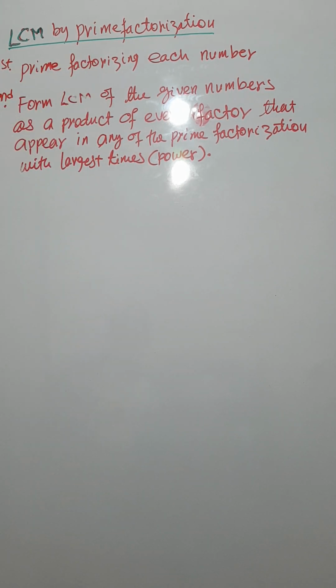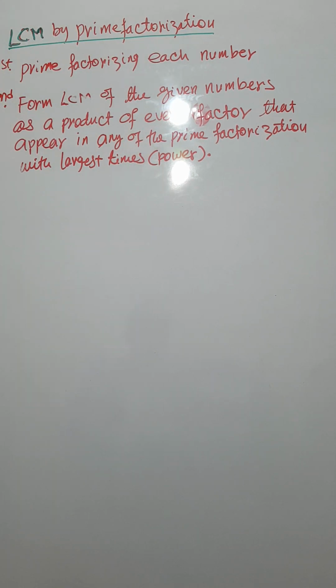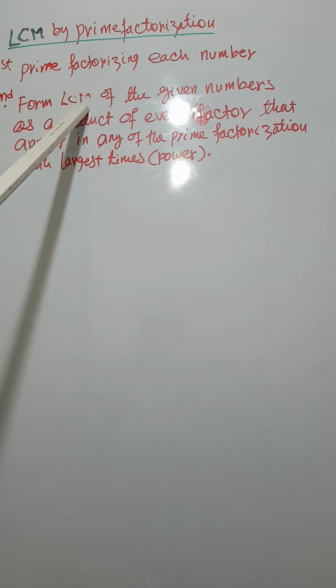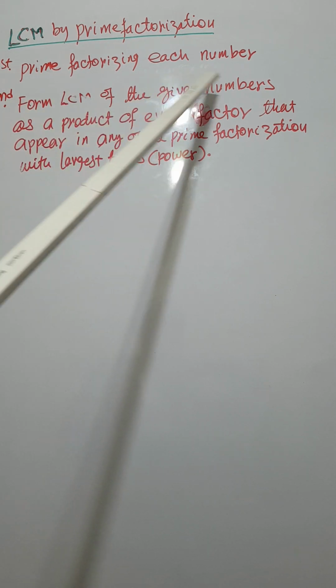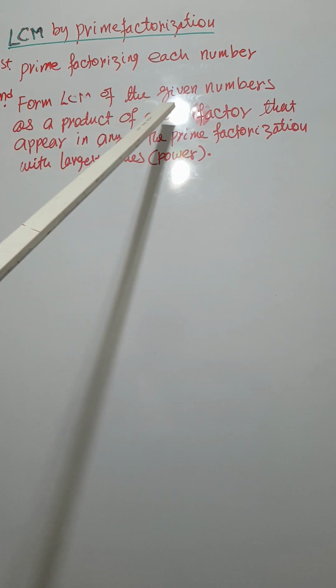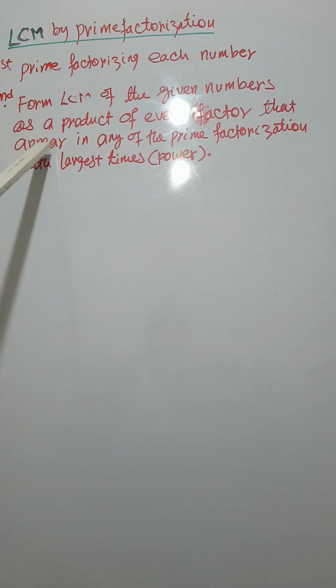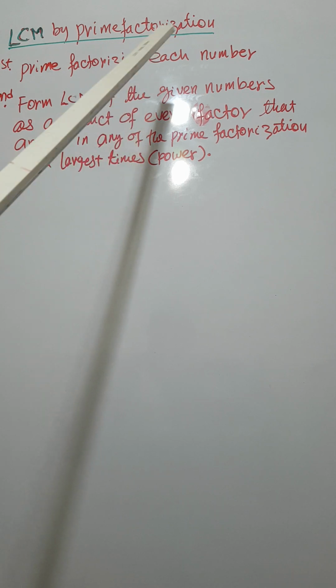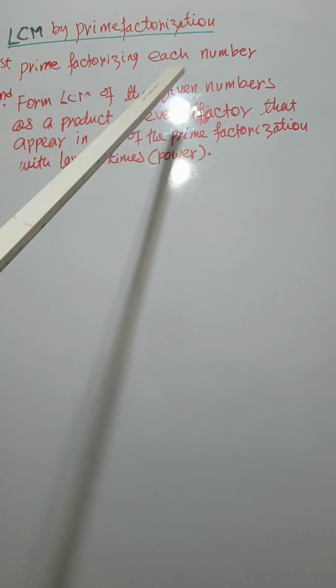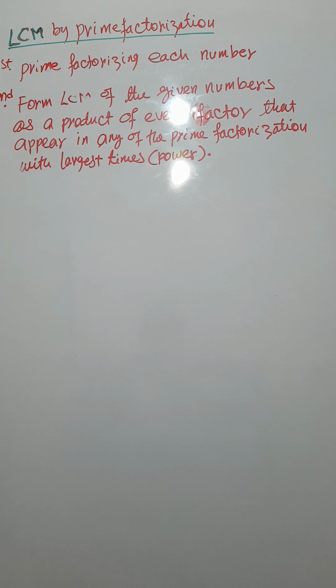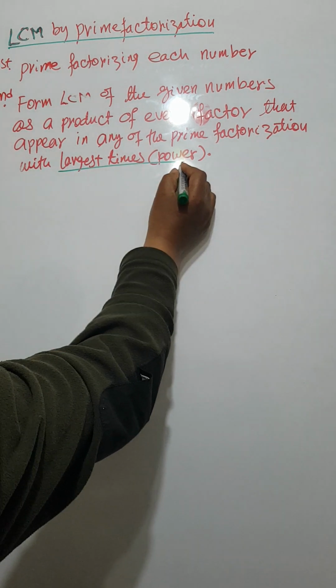The first is prime factorizing each number. The second is to form the LCM of the given numbers as a product of every factor that appears in any of the prime factorizations, with the largest power.